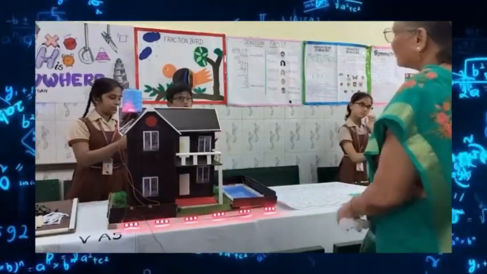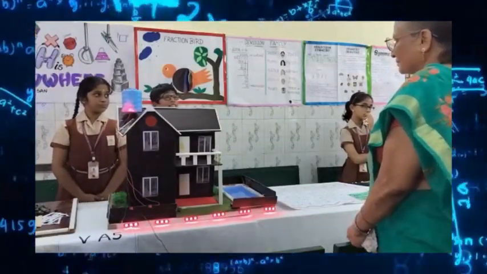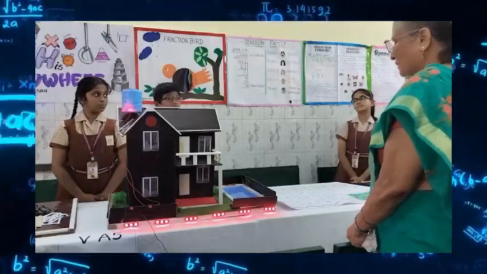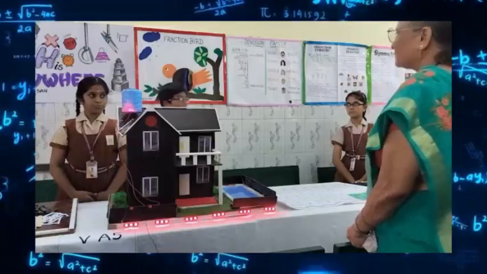Now let's talk about cost estimation. Calculating the area, perimeter and volume helped us to estimate the cost accurately. We created a budget by knowing how much material was needed, avoiding surprises.